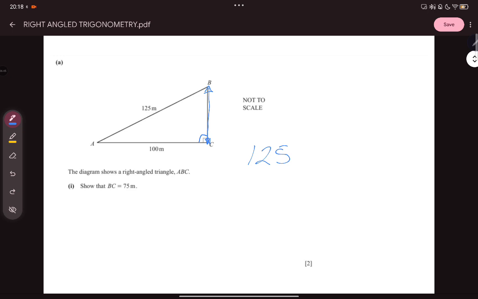So square, square, subtract, square root. And hopefully that is going to give me, if I type that into my calculator, square root of 125 squared minus 100 squared. Try it yourself just to make sure that you can operate your calculator and get the correct answers. And that gives me, as expected, 75. It's a show that question. And in a show that question, you do need to be showing full working out. And remember, you have to kind of pretend that you don't know the answer.